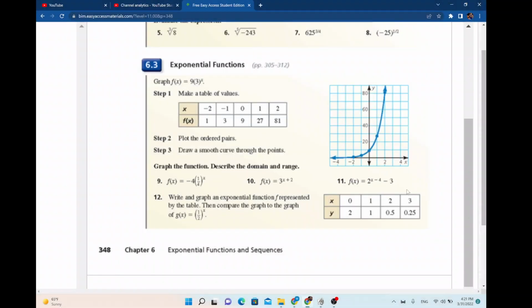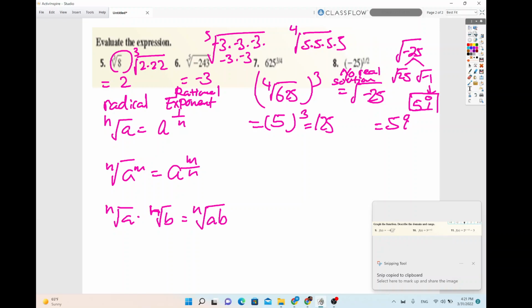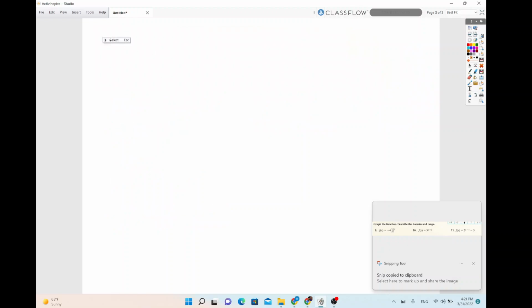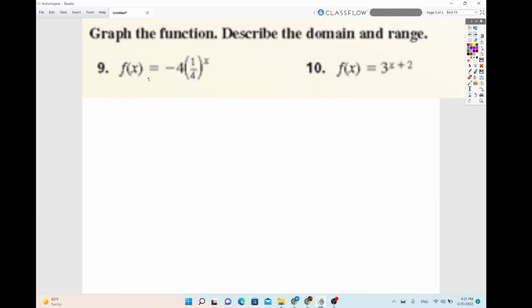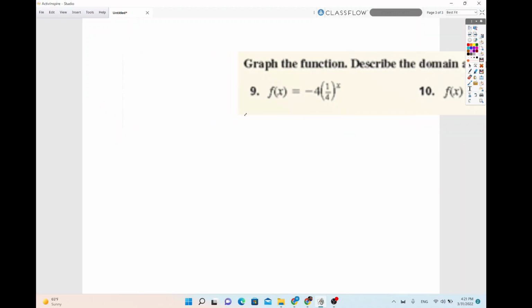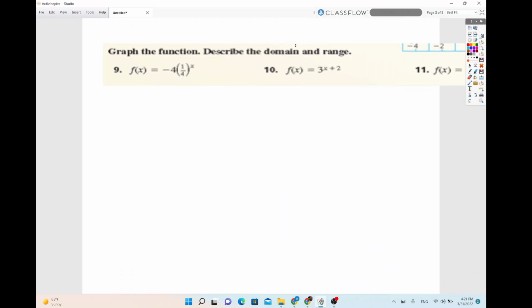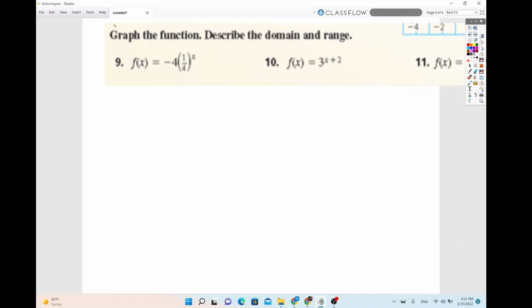Okay, so I'll just pull this one out here, 9, 10, 11. So we'll just do 1 or 2 problems here. Okay, so for number 9 through 11, you might be wondering the best way to determine the domain and the range.